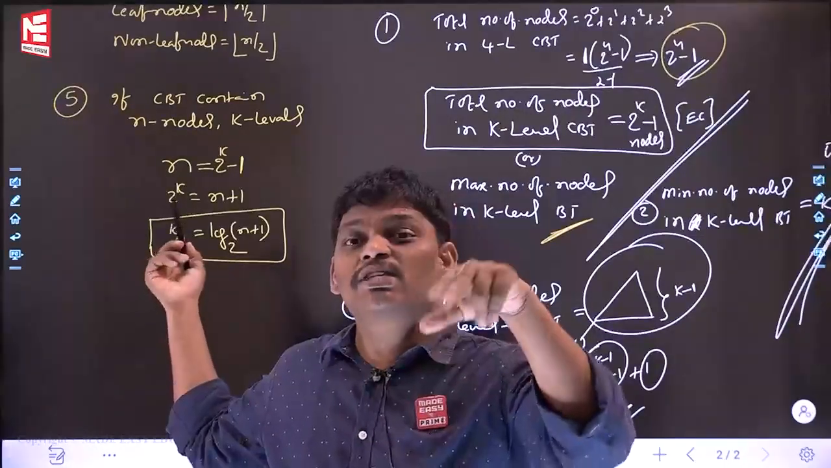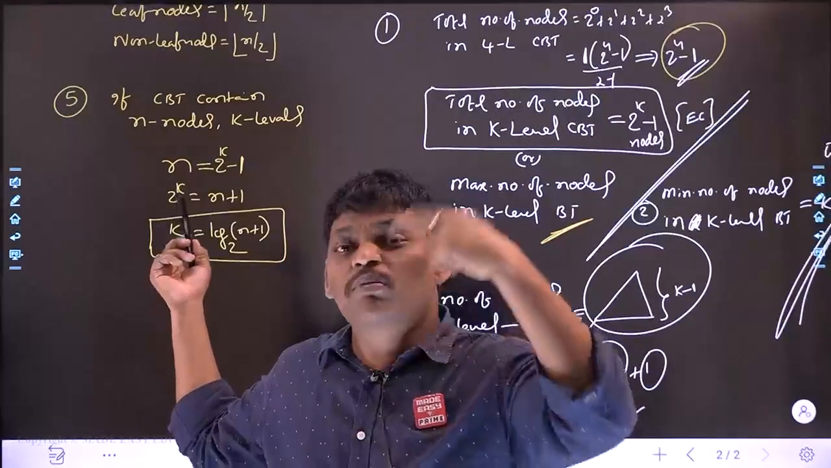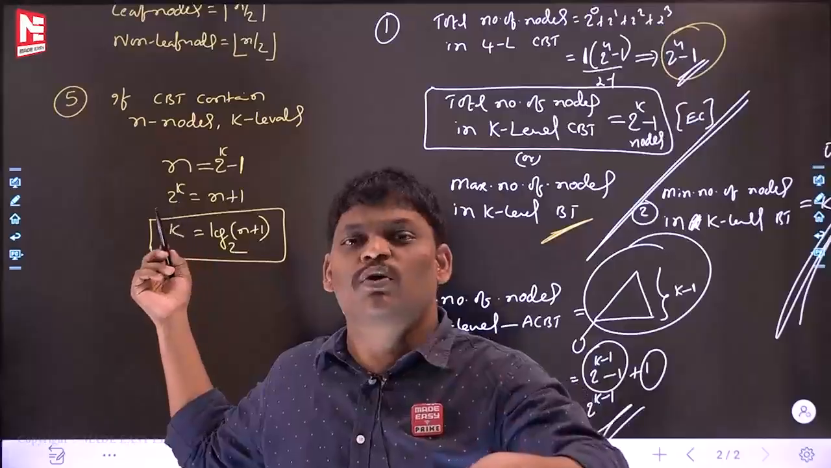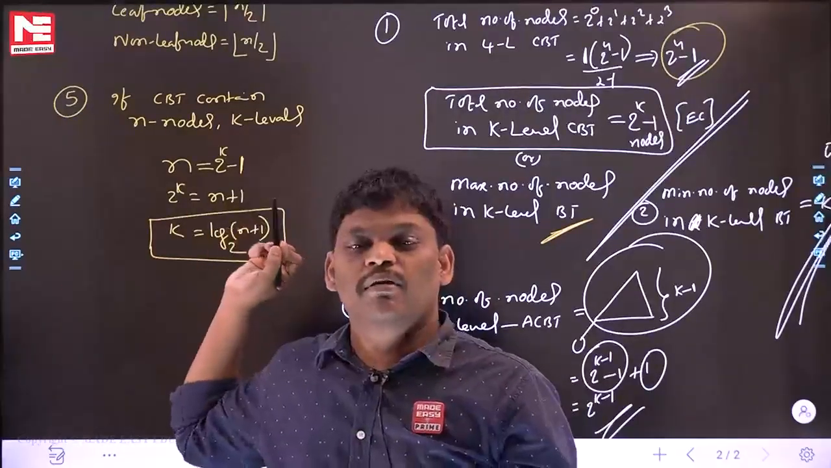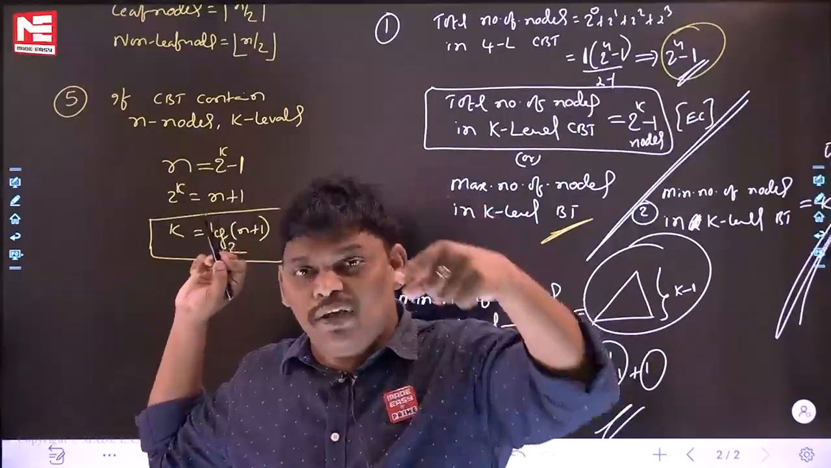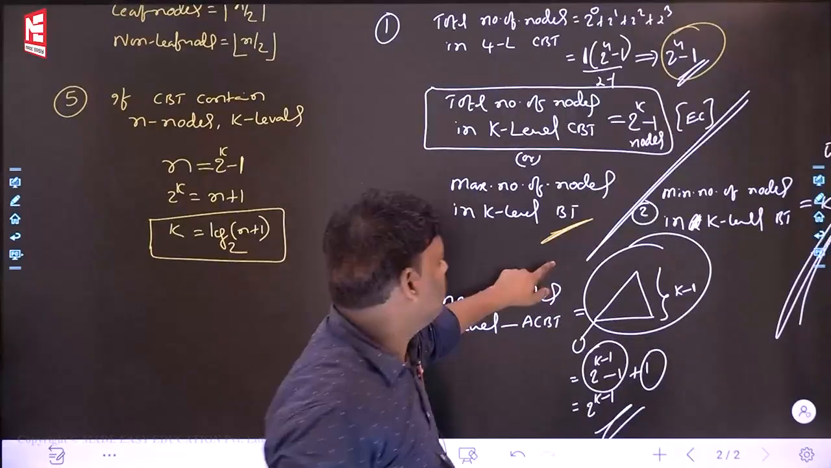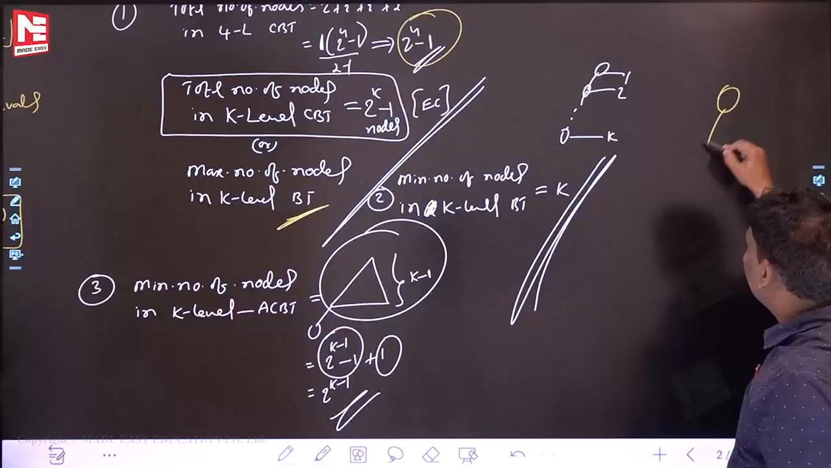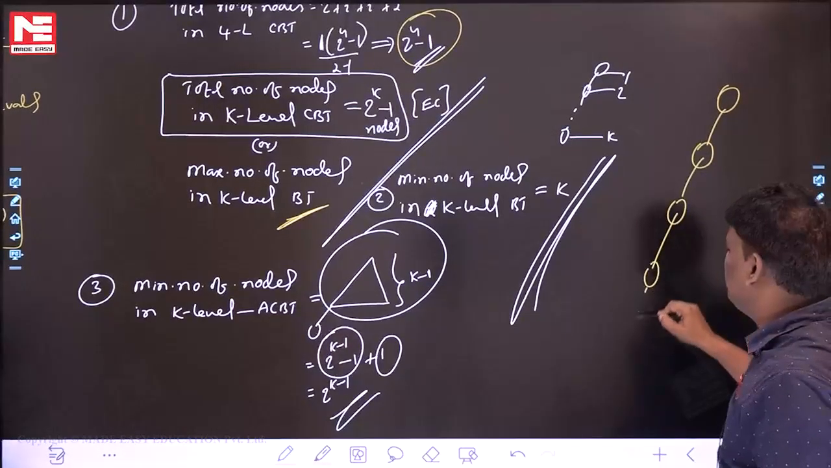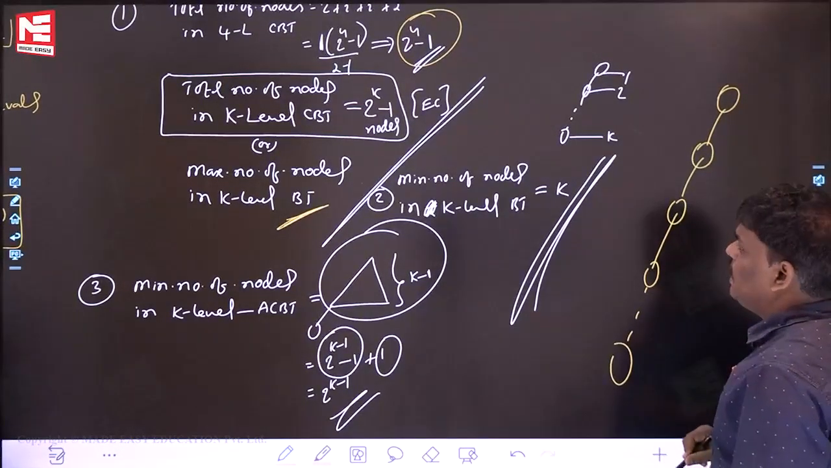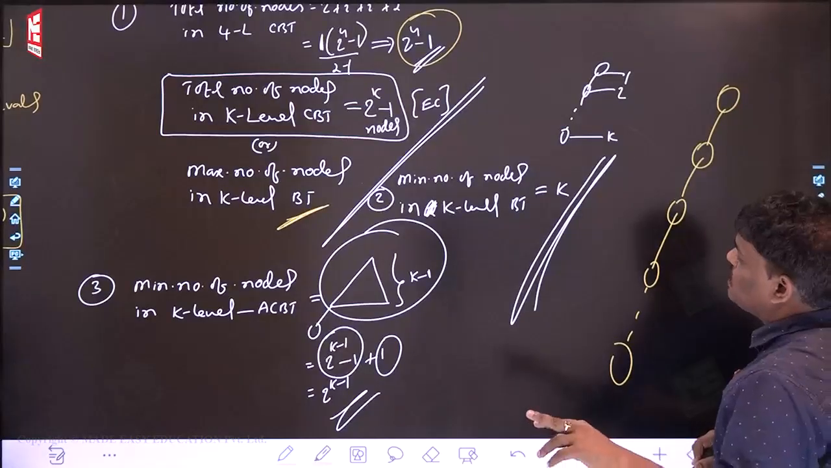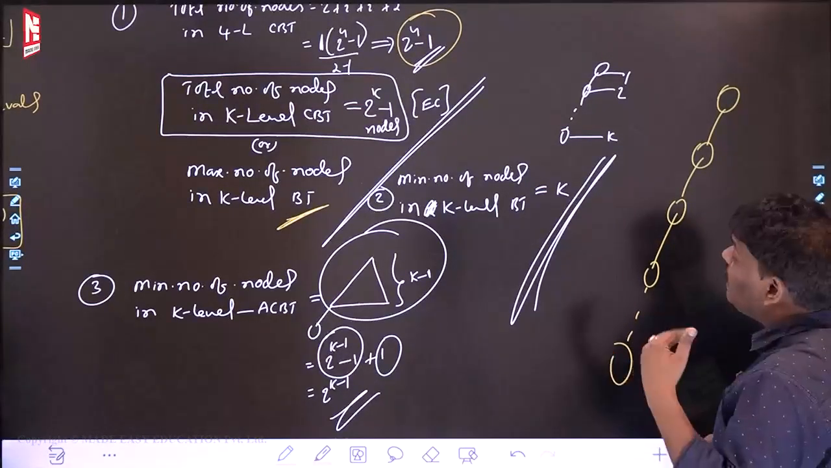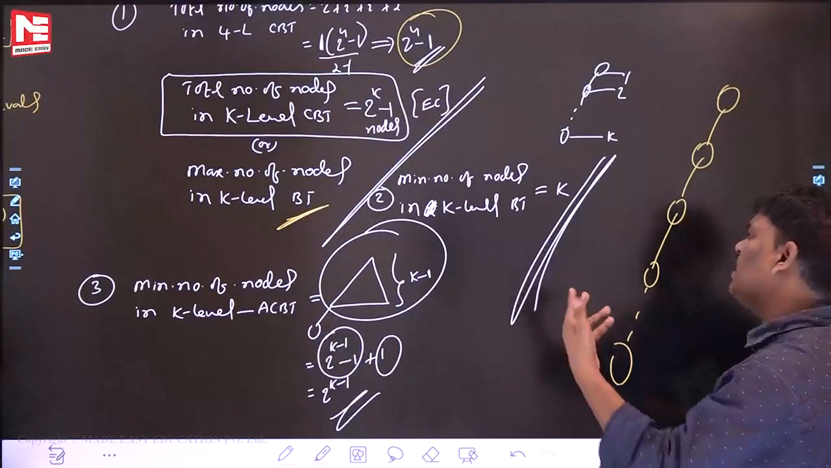Listen, 15 nodes, the minimum number of levels in the binary tree is going to be the same as a complete binary tree. For 15 nodes, the maximum number of levels is obtained by keeping one node at each level, like this. Then 15 levels will come. What is the answer for the minimum number of levels? Like complete.